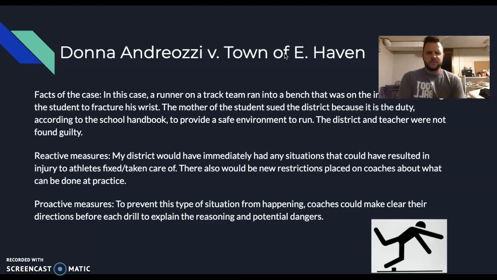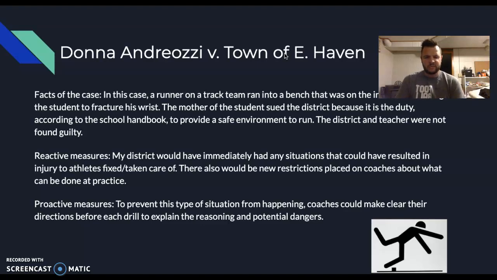The mom sued the district because, according to the school's handbook, it was the duty of the coach to make sure that they're in a safe environment, that no unforeseen thing, not a freak accident, but something that they could foresee should be taken care of ahead of time. This was an interesting case because the district and the teacher were not found guilty. They were not found guilty because it did not happen on school property, and track was a voluntary event.